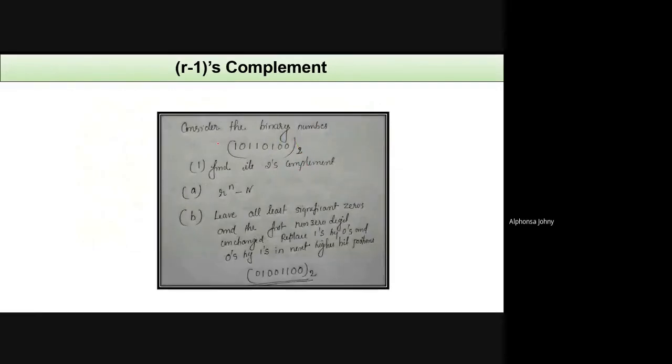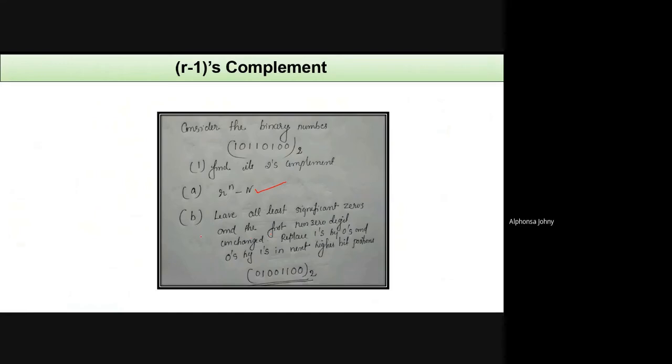Then we will summarize the rules for finding the 2's complement. There are three methods for finding 2's complement. So consider the binary number 10110100 to the base 2. The first method is using the equation. The equation for r's complement is r raised to n minus N. Here r is 2, so the 2's complement is 2 raised to n minus N. We have seen many examples, and I think it's clear to you.